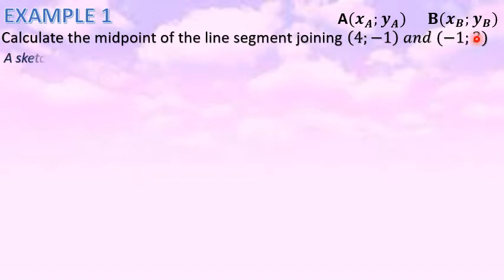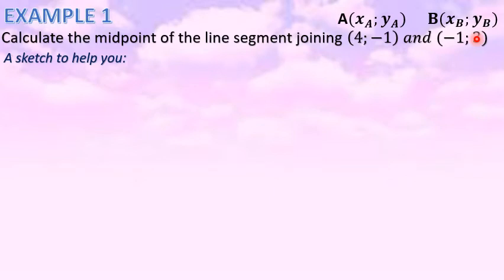A really straightforward, easy application of the midpoint formula, where we have to calculate the midpoint of the line segment joining these two coordinates. I haven't labeled the coordinates A and B, but you can do that to help yourself. So now we have a value that corresponds to the x value at A, the x value at B would be -1, the y value at A would be -1, and the y value at B would be +3.